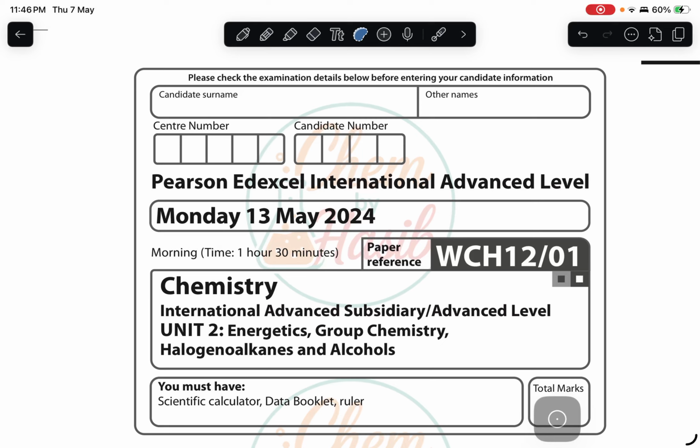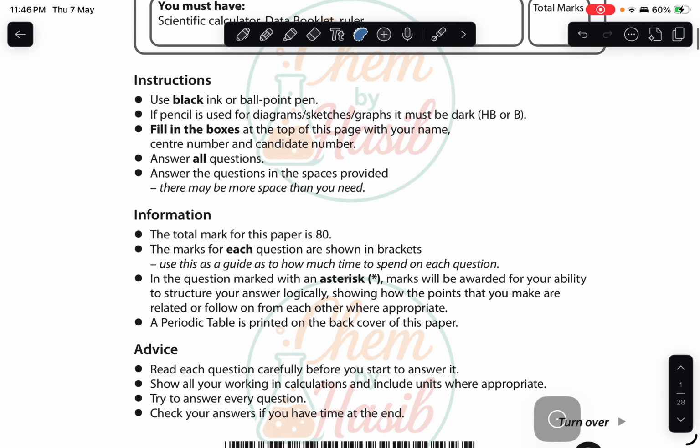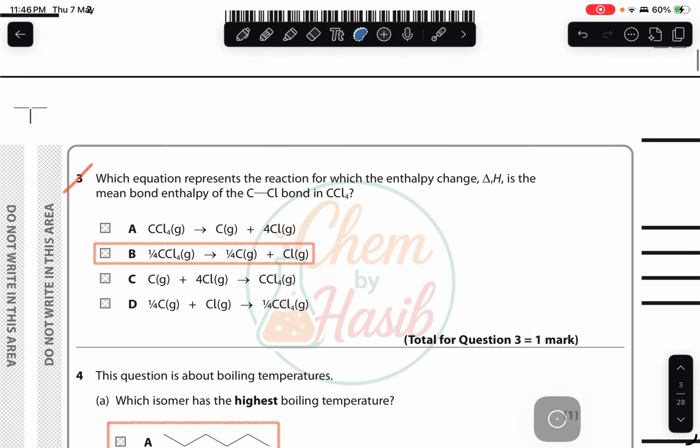Today we are looking at May 2024 Unit 2. We'll look at some specific questions that were requested by some of our students. Let's move on to section number A. Section number A, question number 3.